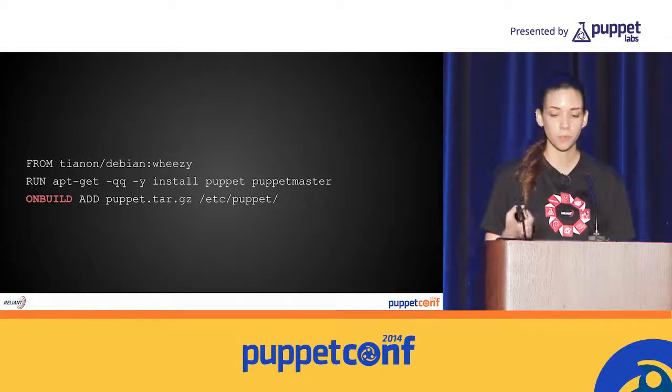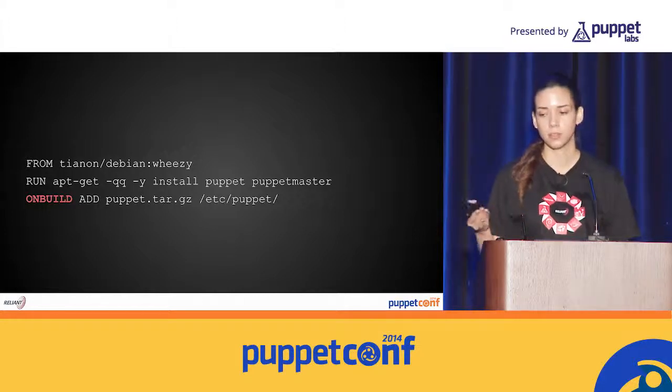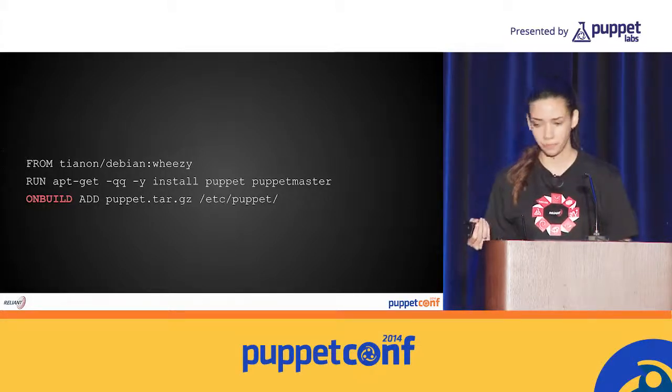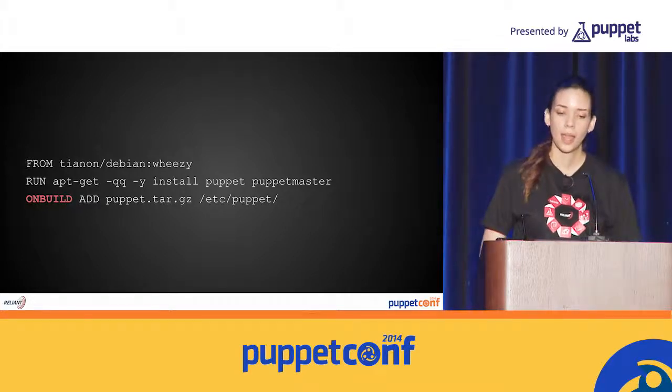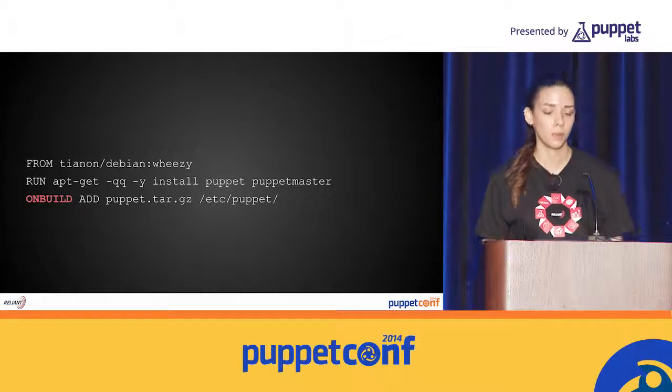It retrieves the official OS containers from Docker. As in this example, it's getting the official Debian flavor. And in the next line, you can see that we are installing Puppet and Puppet master on the container.